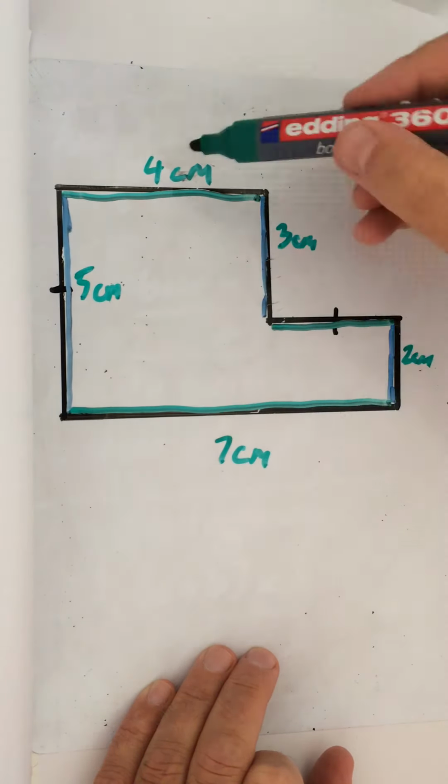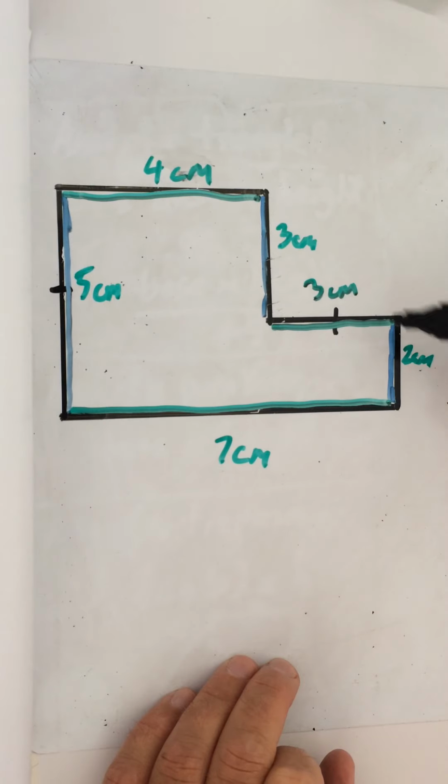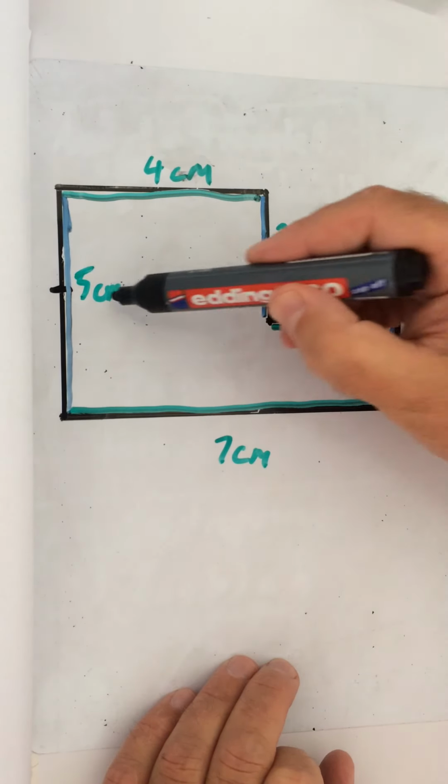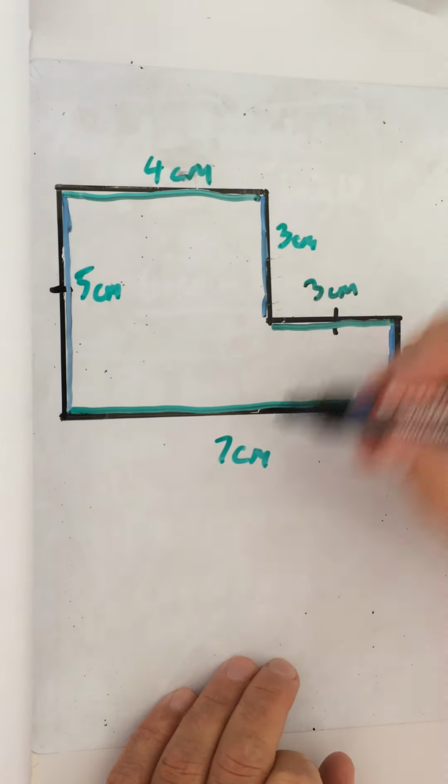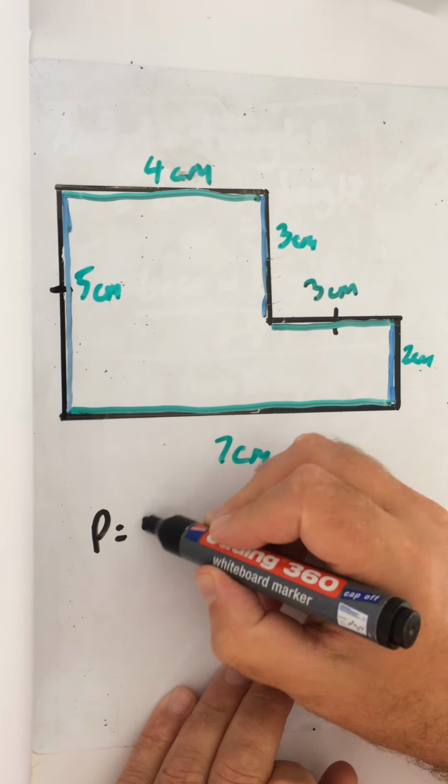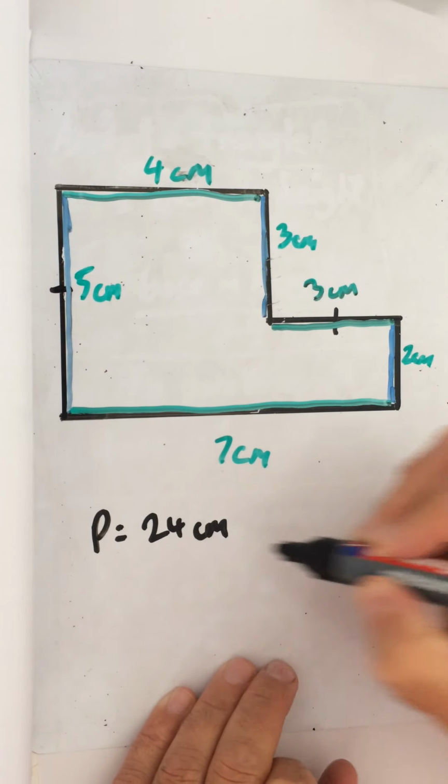Right, then of course I add up all the sides. Often it's worth looking for number bonds. So I go 7 and 3 is 10, 12, 15, 20, 24. So perimeter P equals 24 centimeters.